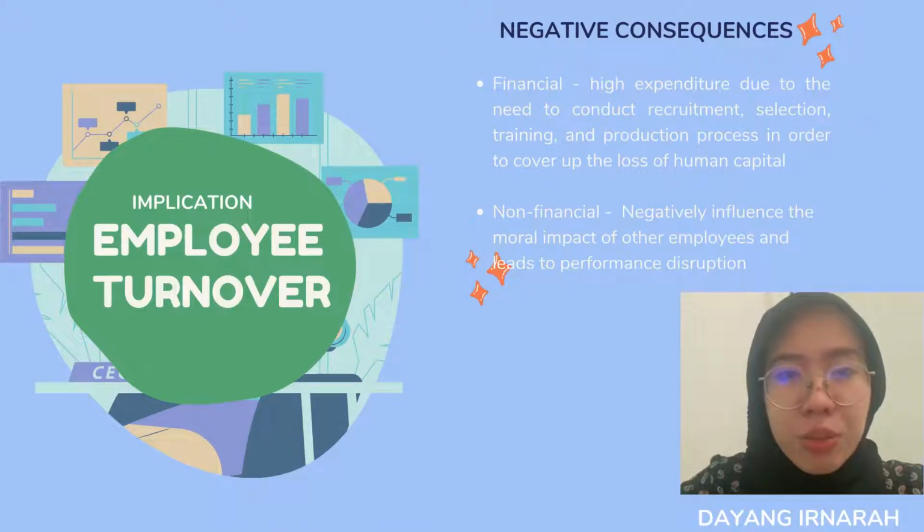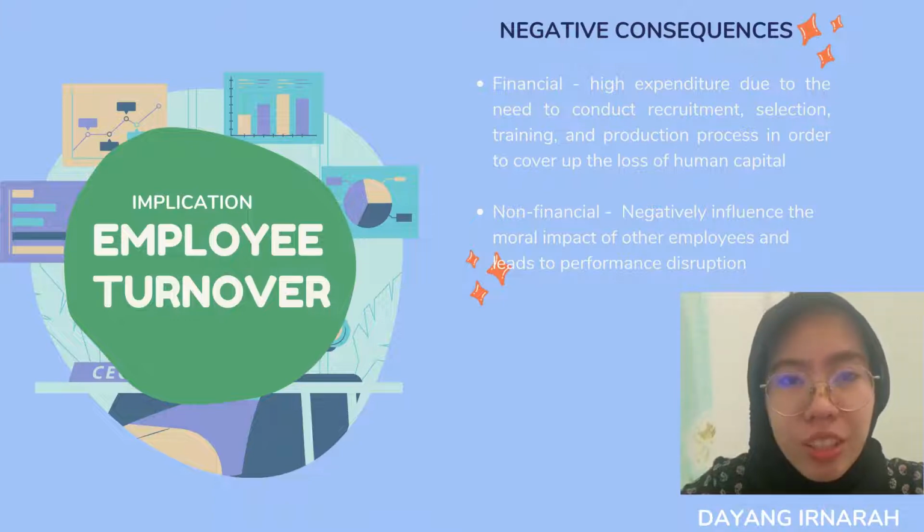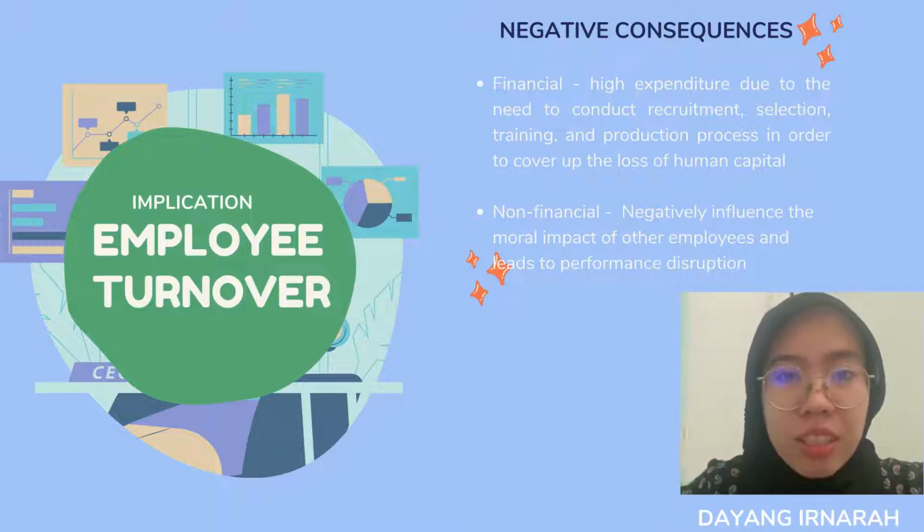Other than that, due to employee turnover, the organizations have to bear both financial and non-financial disadvantages. Employee turnover is a key barrier to productivity, quality, and profitability of any organizations. Among the tangible negative consequences, or the financial consequences, it includes high expenditure due to the need to conduct recruitment, selections, training, and production process in order to cover up the human capital that they have lost.